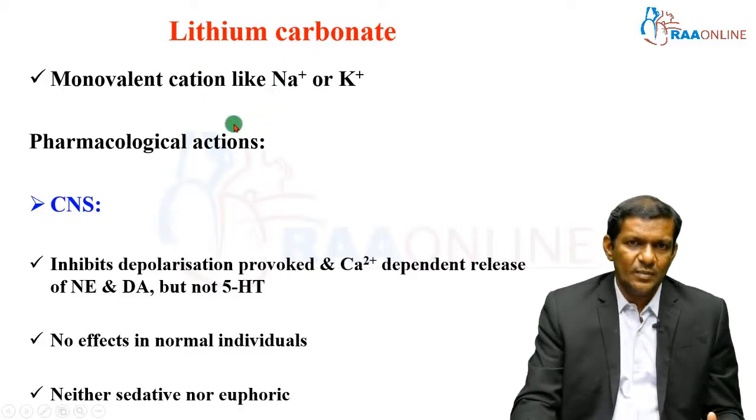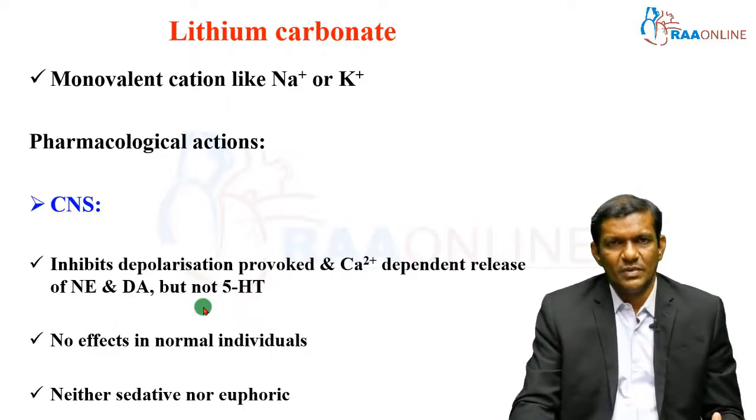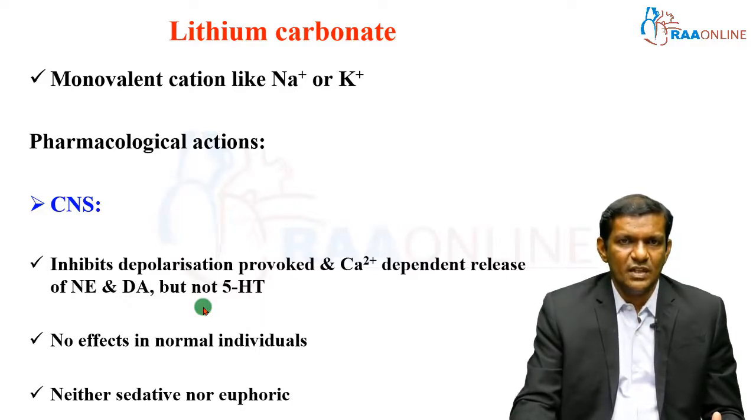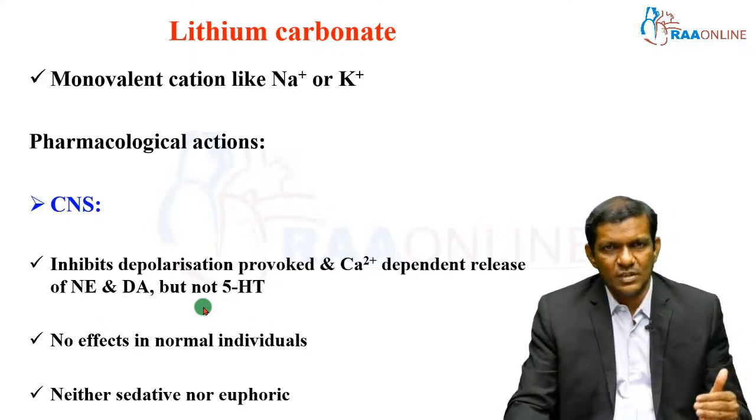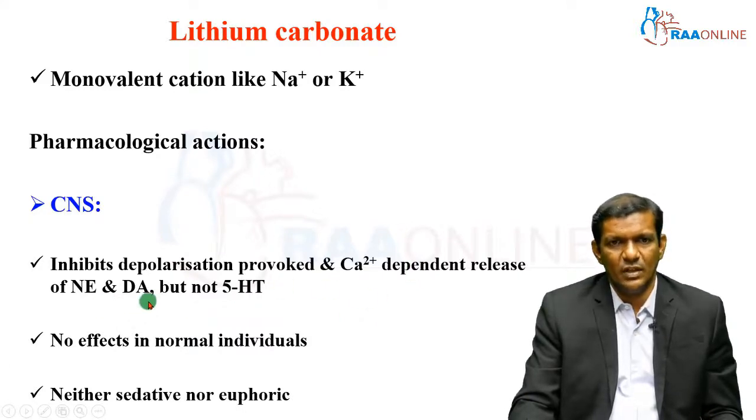Coming to the pharmacological actions of lithium carbonate, in the central nervous system it inhibits depolarization-provoked and calcium-dependent release of norepinephrine and dopamine, but not serotonin. Normally in the presynaptic nerve terminal there is a calcium channel, so calcium entry and a neuronal impulse must be there, and only then will the neurotransmitter be released from the vesicles. Lithium inhibits this calcium-dependent release of norepinephrine and dopamine.